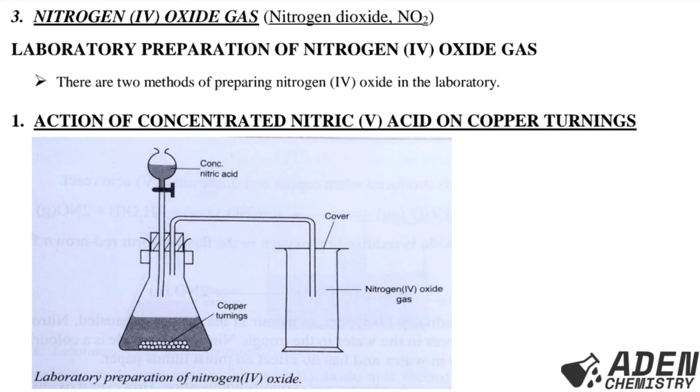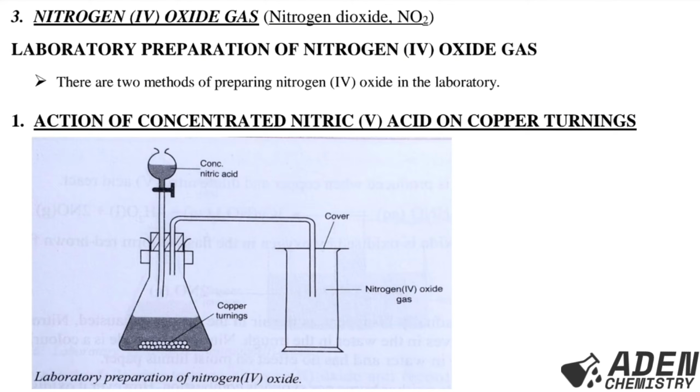So let's proceed to the first part of our class. That's the laboratory preparation of nitrogen peroxide gas. And we're saying there are 2 methods of preparing nitrogen peroxide gas in the laboratory. So the first one is action of concentrated nitric 5 acid on copper turnings. So this is the setup that we are going to prepare nitrogen peroxide using the first method, that is action of concentrated nitric 5 acid on copper turnings.